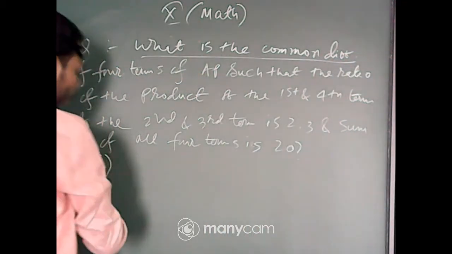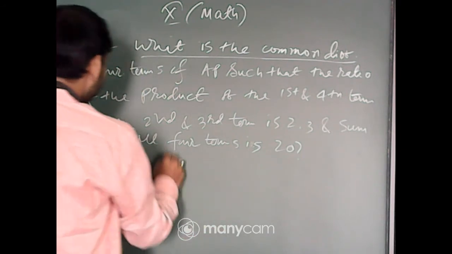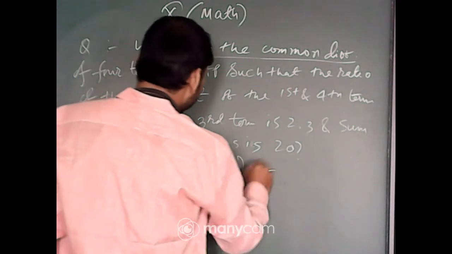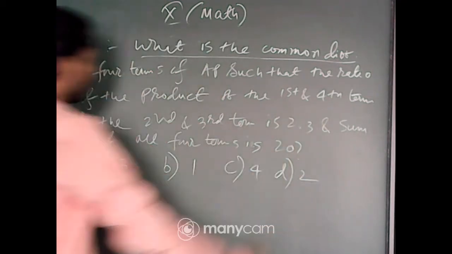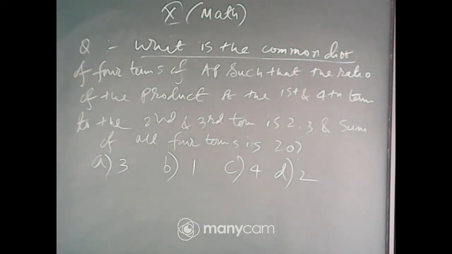Okay. So now the options are 3, 1, 4, 2. Option A 3, option B 1, option C 4, option D 2. Just do it and tell me the common difference.